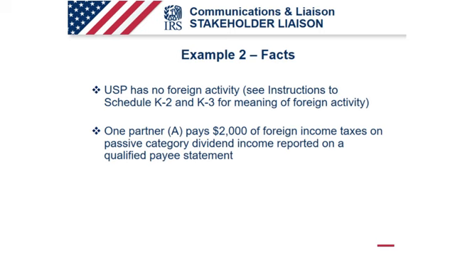And again, Partner B, same as the other example, does not request a K-3 because they're not claiming a foreign tax credit or filing Form 1116 in order to do so. But because Partner A is claiming the foreign tax credit on the 1116, they are going to want to request this K-3 to be assured that they're calculating the correct amount of foreign tax credits. We'll see the results of getting this information on the next slide.